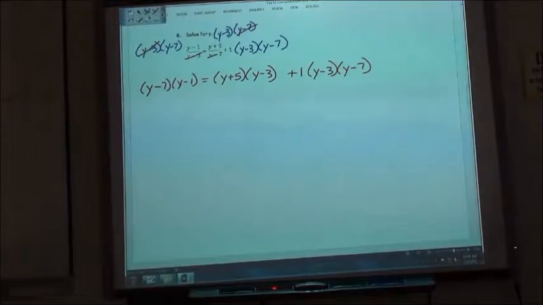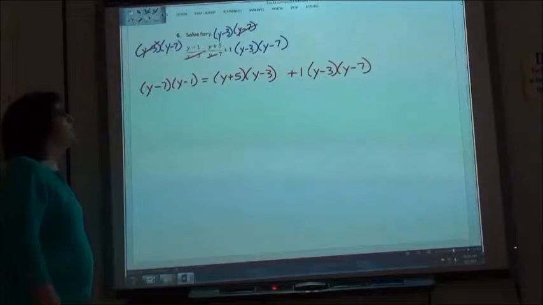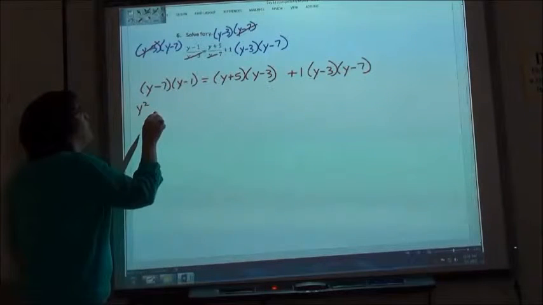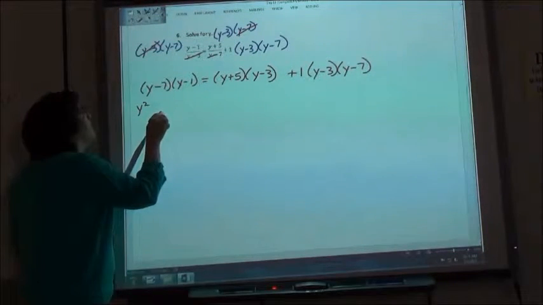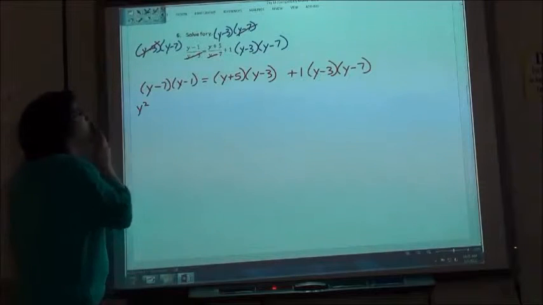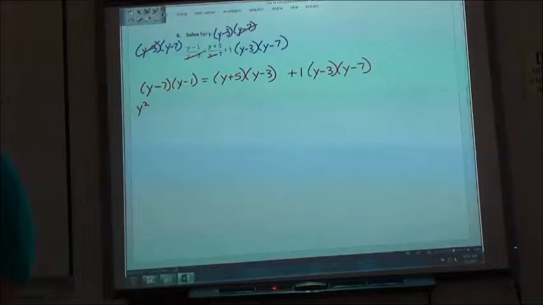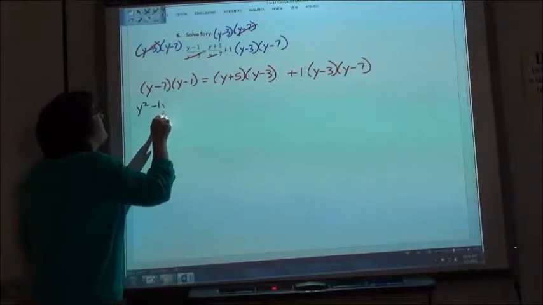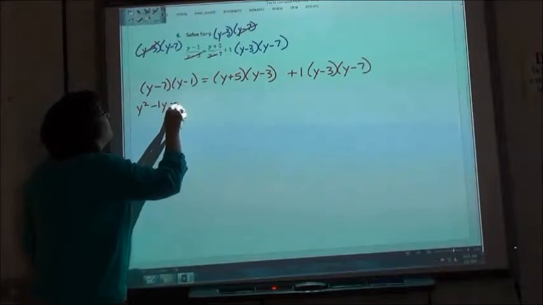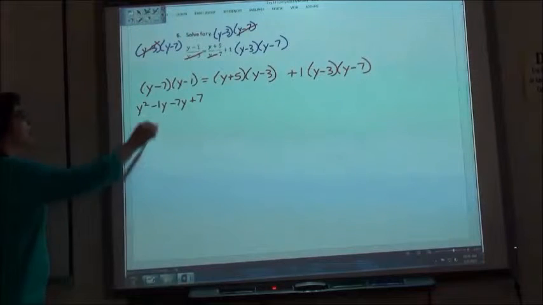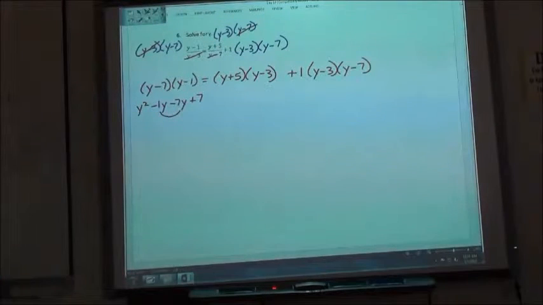So now, we got to do all our foiling. Okay, so now we're going to have y squared. You got to do the whole foiling. You're skipping steps again. Oh, I'm skipping steps again. Okay. Right, we have y squared, minus 1y, minus 7y, then we get plus 7. We can go ahead and combine the middle terms to shorten that side up.